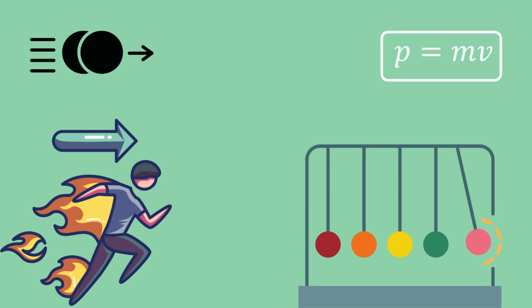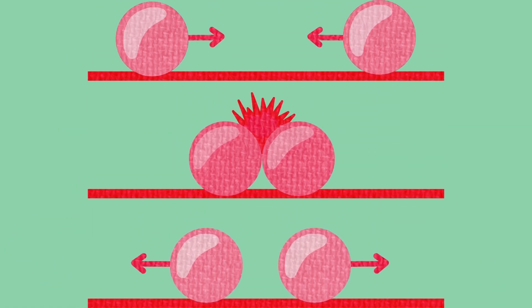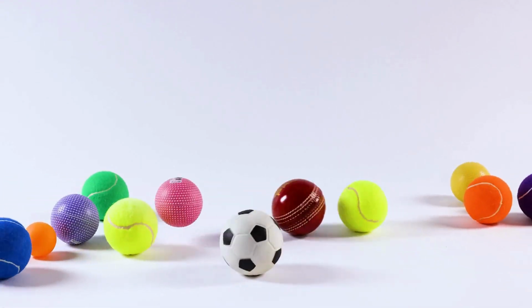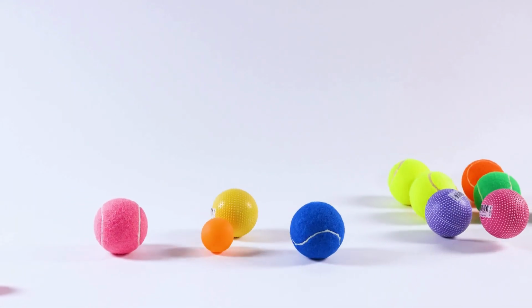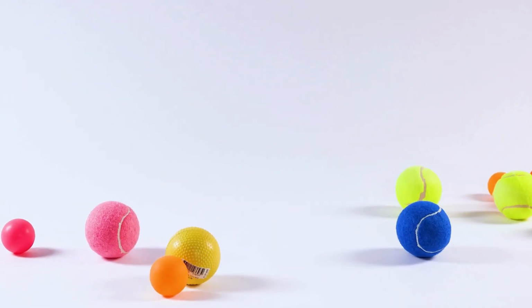Momentum is a fundamental concept in physics that quantifies the motion possessed by an object. It is defined as the product of an object's mass and velocity. In other words, momentum is determined by multiplying the mass of an object by its velocity. The formula to calculate momentum is momentum equals mass times velocity. Momentum is a vector, meaning it has both magnitude, amount, and direction.